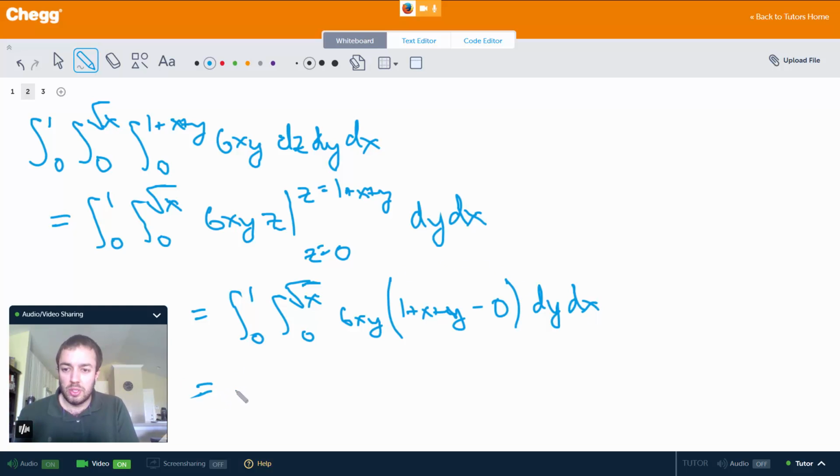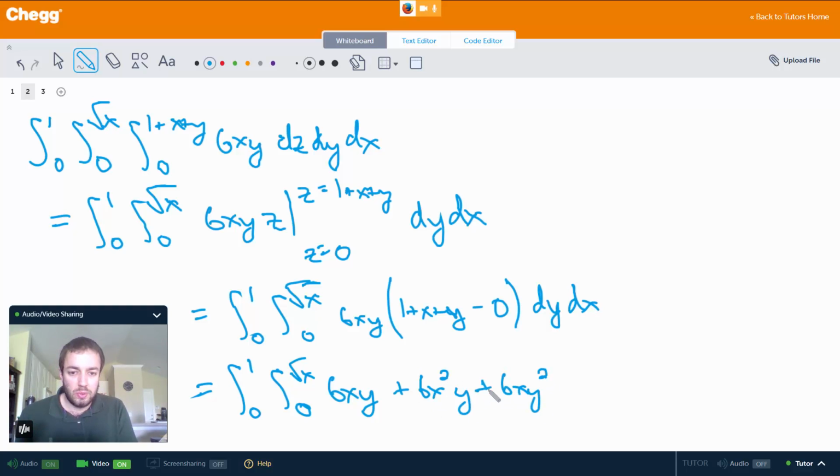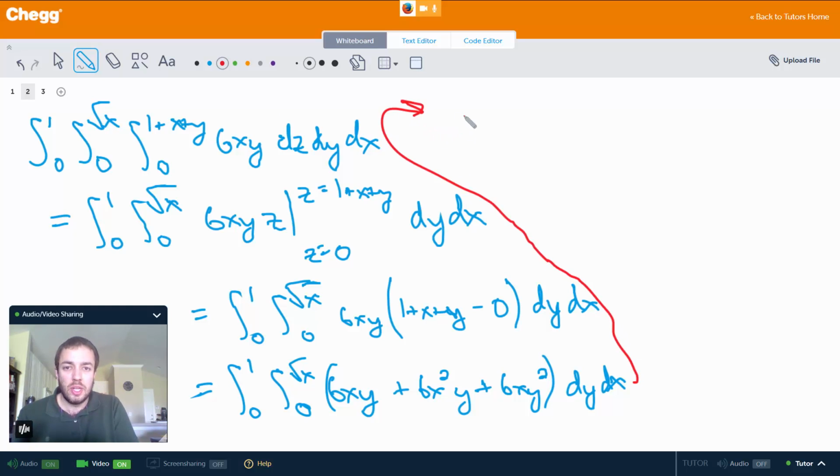Now let's simplify a little more. We get the integral from 0 to 1, integral from 0 to root x. So let's go ahead and simplify and distribute the 6xy, and we get 6xy plus 6x squared y plus 6xy squared, and then we have dy dx. Okay, so let's go ahead and come up here. We're probably going to have to go to a new page soon. So this equals the integral from 0 to 1.